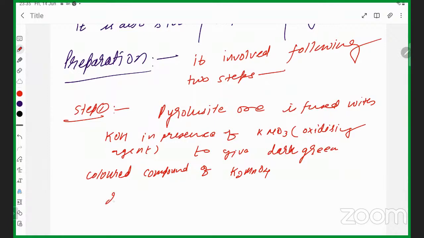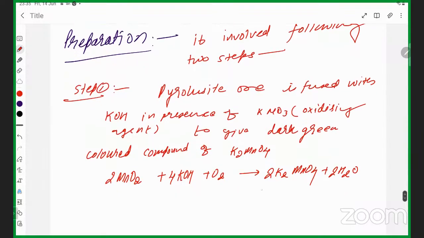So here you see 2MnO2, 4KOH, plus O2. So this is 2K2MnO4 plus 2H2O. So this is called potassium manganate.